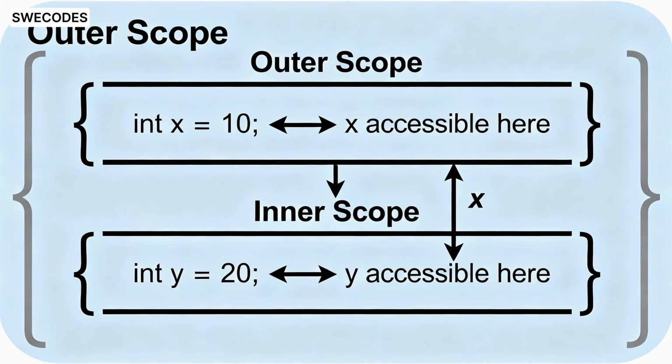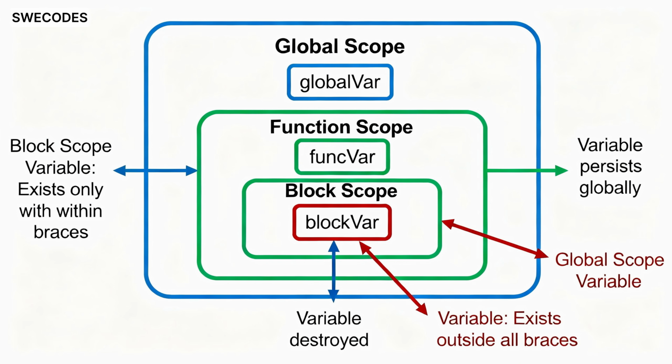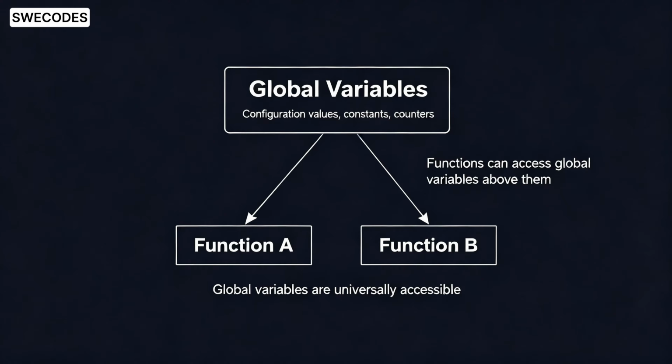Now let's talk about scope, because that's where most new programmers get confused. In C, scope defines where a variable can be accessed. It's like a boundary line drawn by curly braces. Here's how it works. Any variable declared inside braces exists only inside those braces. Once the code leaves that block, the variable is destroyed. Global variables declared outside all braces belong to the global scope, which means every function's scope is nested inside it. So when you call a function, that function can automatically see all the global variables above it, but not the other way around.